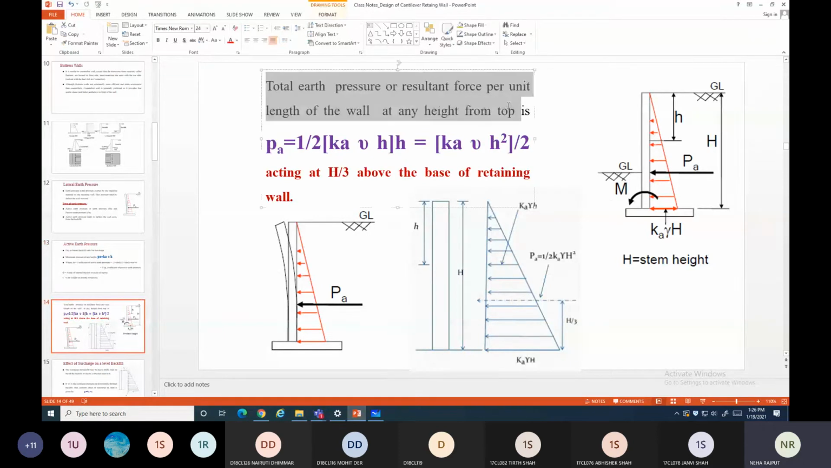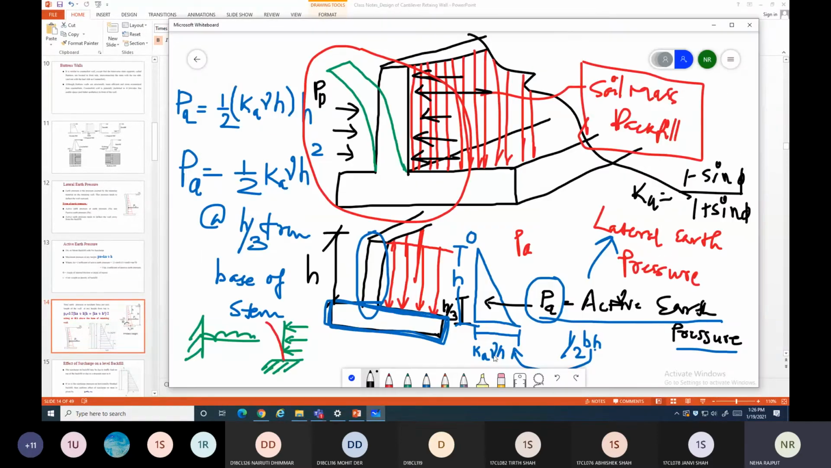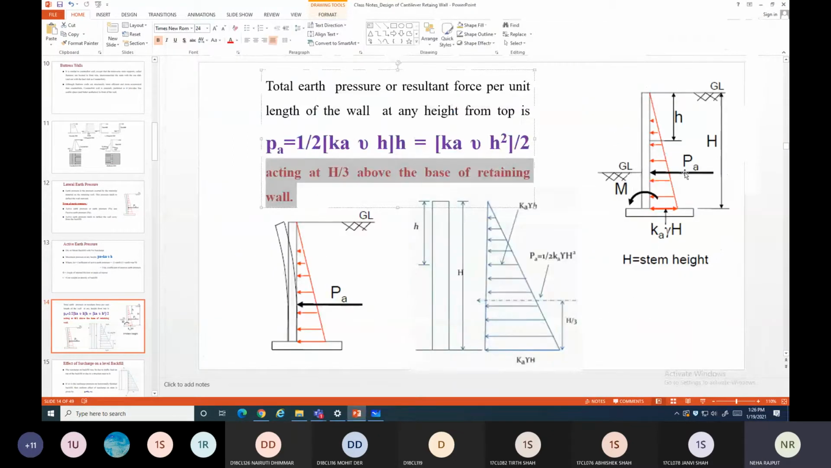So the total earth pressure Pa is the area of the triangle. Area of the triangle is 1/2 Ka gamma H into height H, so Pa equals Ka gamma H square divided by 2, acting at h/3 distance above the base of the retaining wall. Same is applicable over here also. This is the same figure, Ka gamma H. Pa is the active pressure, H is the height of the stem, and Pa is 1/2 Ka gamma H square.